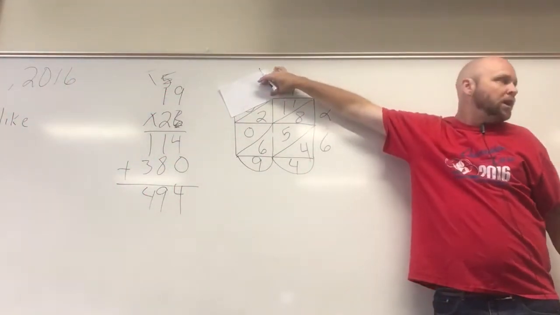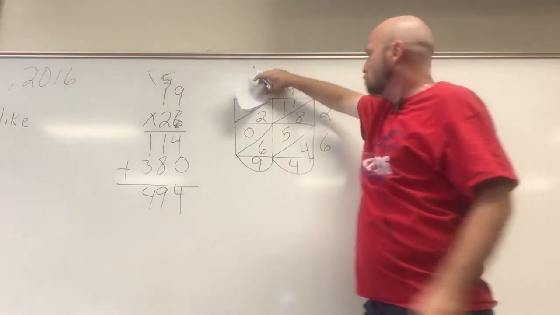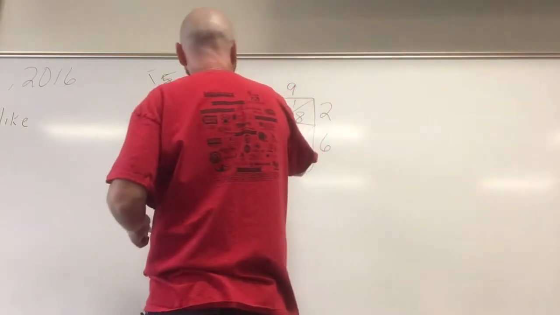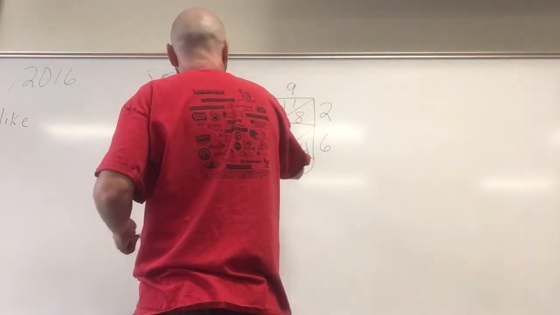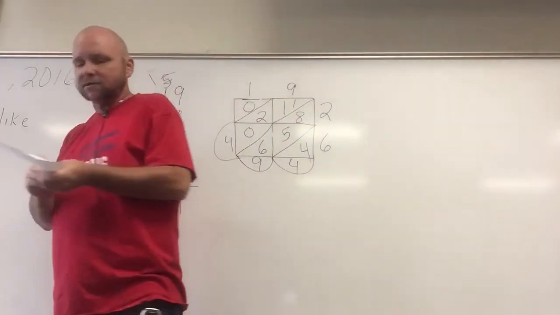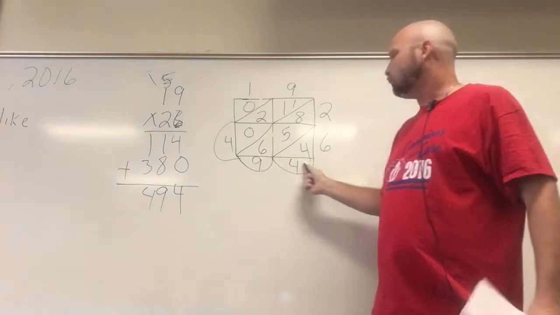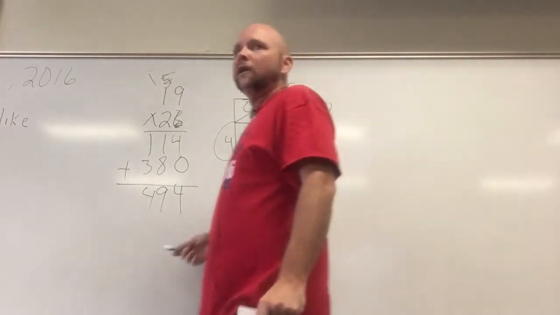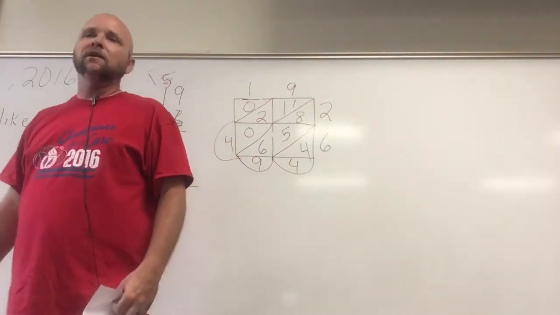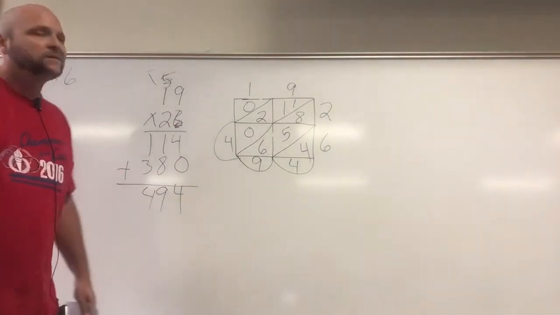I do this diagonal. 2 plus 1 plus 1 is 4. And all I have in this top diagonal is a 0, so I need to put that down. So I got 494 here. So it looks like we've done our answer correctly.